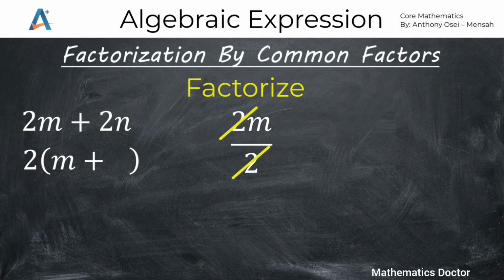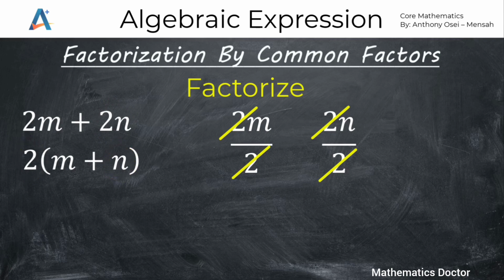Now the next term is 2n. So we have 2n, also divided by the common factor, which is 2, which happens to be our highest common factor. Now 2n divided by 2. The 2 as the factor will cancel the coefficient 2, remaining with n. So we have n here, which means that 2n divided by 2 will give us n.